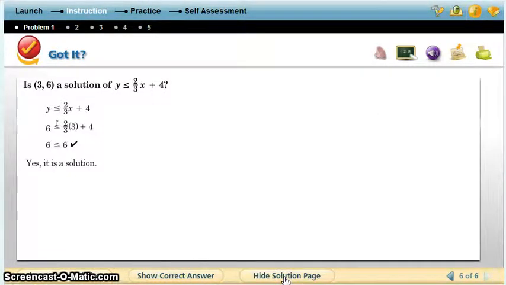Hopefully you've done that. So your correct answer is yes, it is a solution. And here is the way to simplify that. 3 goes in for x, 6 in for y. 6 is less than or equal to 6. Is that true? And it is. Now, keep in mind that if that equal to sign wasn't there, this would be a no, because 6 is not less than 6. But because there is an equal to sign, this is true. 6 is less than or equal to 6.